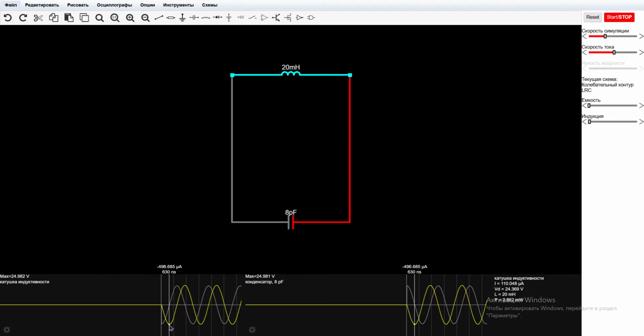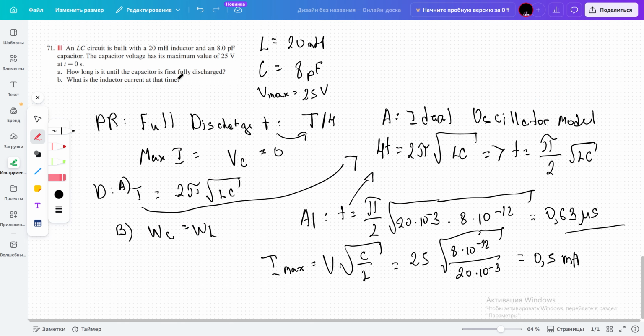And you can see the current from the inductor at the same time. It's negative because it's discharging, so it's about the direction, so never mind. It says almost 500 milliamperes, and we just proved that our peak current is also 0.5 milliamperes, and we just proved our solution using the Falstad model.